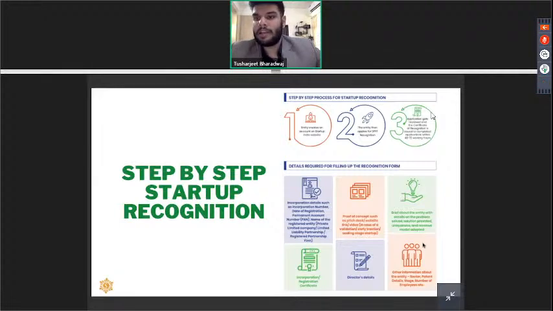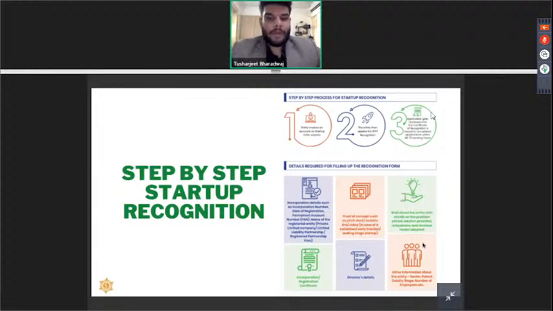This is very important. The third one is that the application gets reviewed and the certificate of recognition is issued to completed applications within 48 to 72 working hours. So imagine how fast the Indian government is working when they say that they'll be issuing a certificate of recognition within 48 to 72 working hours.